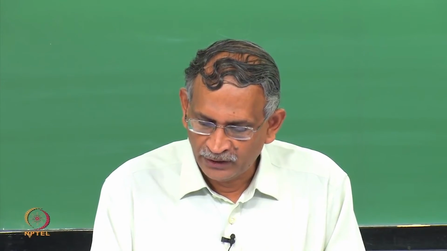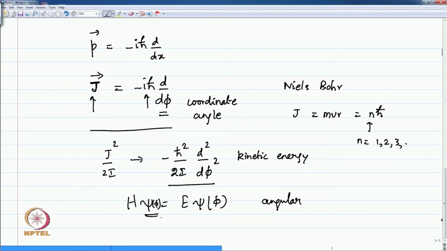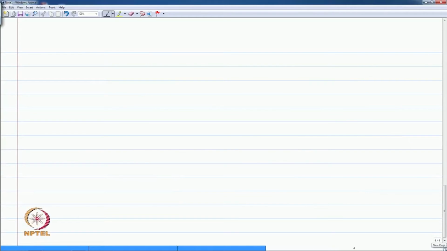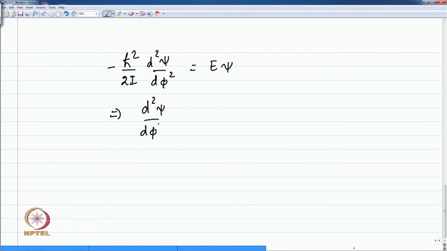The wave function is a function of the angular coordinate phi, and therefore the solution that you have to worry about is the solution of the equation minus h bar square by 2I d square psi by d phi square is equal to E psi, which is, if you write that, d square psi by d phi square plus 2I E by h bar square psi is equal to 0.